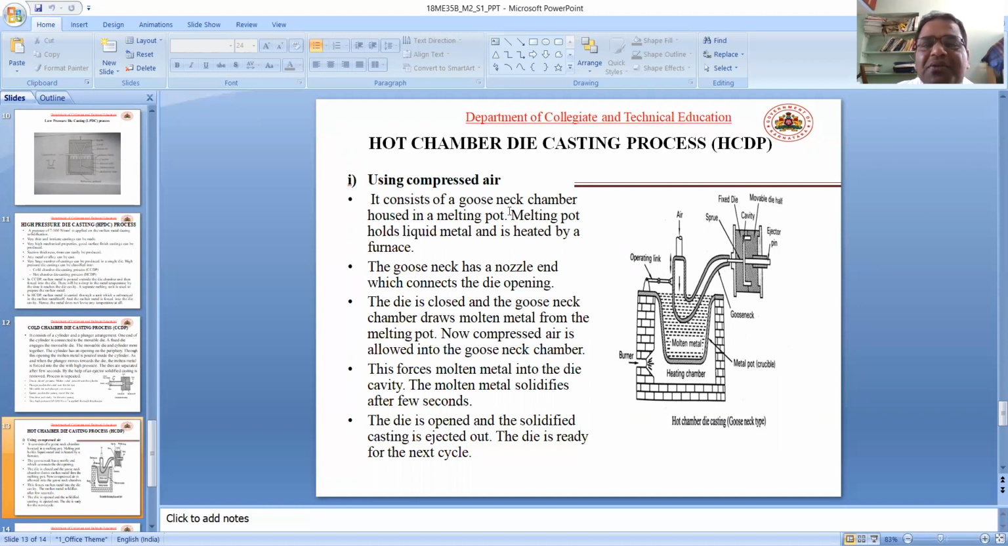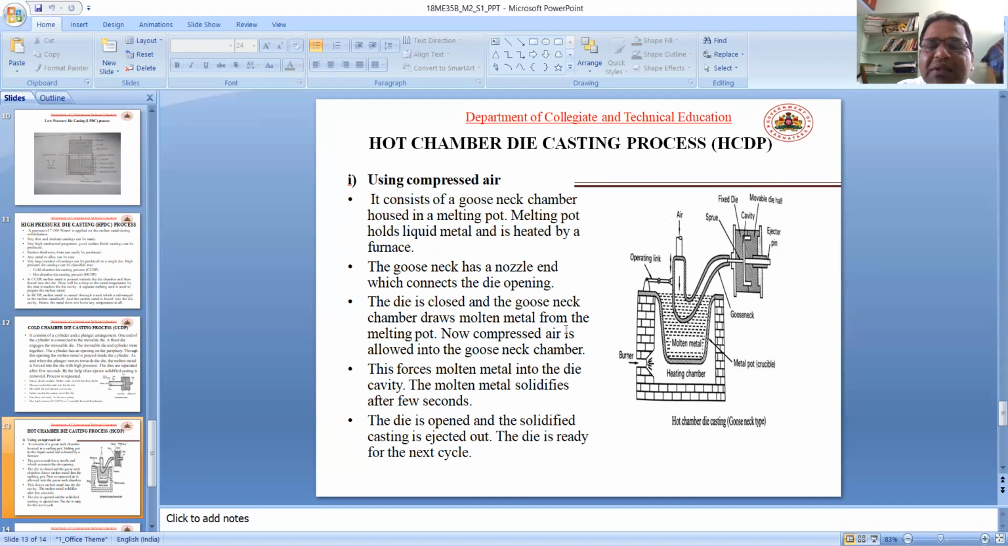It consists of a gooseneck chamber housed in the melting pot. So this is the gooseneck submerged in the melting pot. The melting pot holds the liquid metal and is heated by the furnace. The gooseneck has a nozzle at one end, which connects to the die opening.